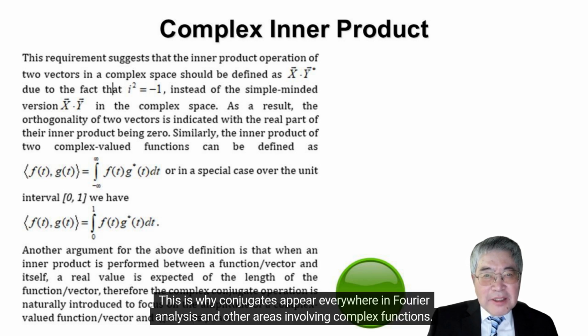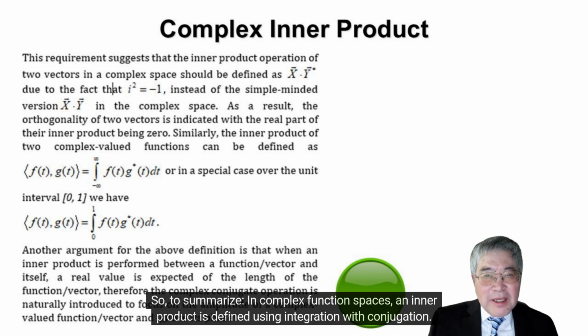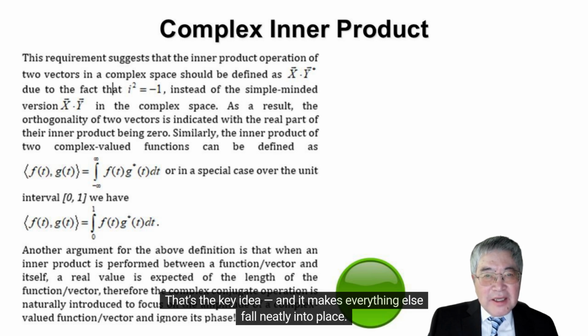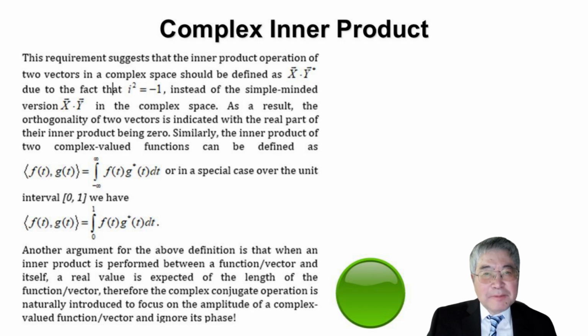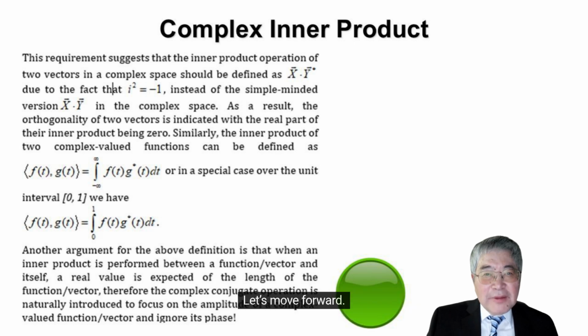This is why conjugates appear everywhere in Fourier analysis and other areas involving complex functions. They ensure consistency and meaning across the entire framework. So to summarize, in complex function spaces, an inner product is defined using integration with conjugation. That's the key idea, and it makes everything else fall neatly into place. Up next, we'll use this inner product to compute the complex Fourier coefficients. Let's move forward.